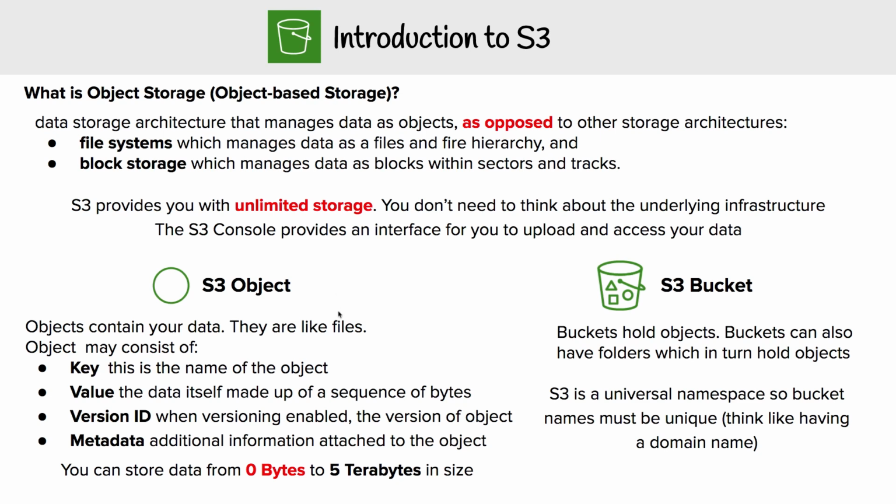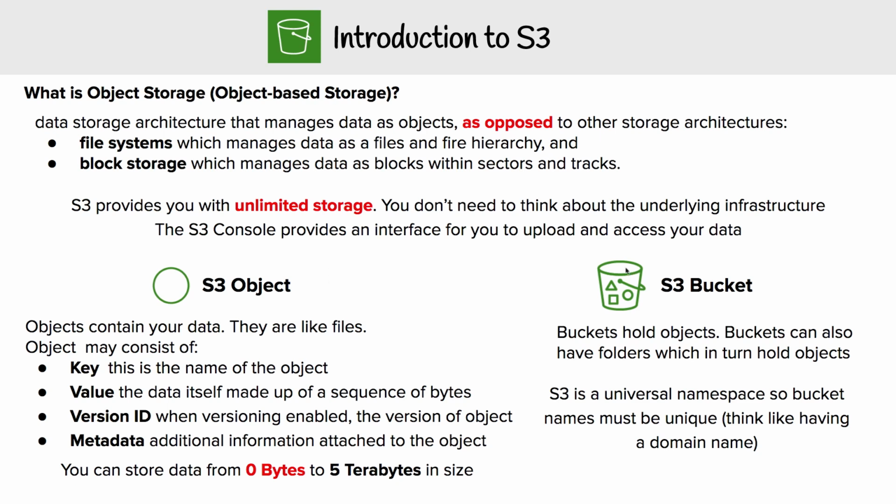The version ID, if you're using versioning, and you have to enable that on S3, then each object you upload would have an ID. And then you have metadata, which is just additional information you want to attach to the object. An S3 object can be 0 bytes in size and 5 terabytes. Please note that I really highlighted 0 bytes because that is a common trick question on the exam, because a lot of people think you can't do 0 bytes, and you definitely can.